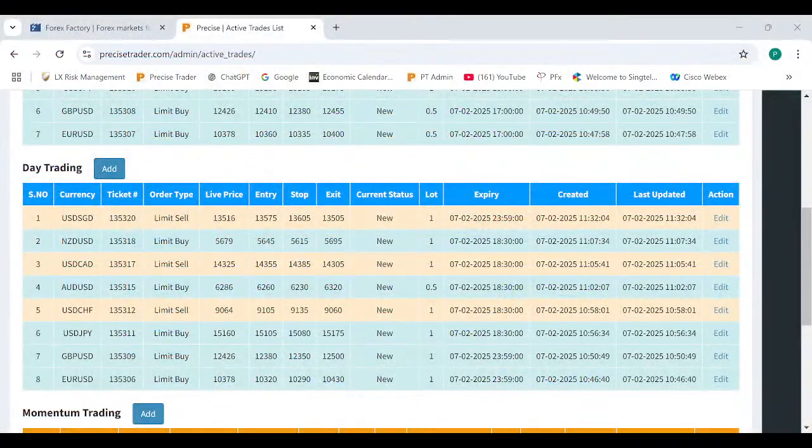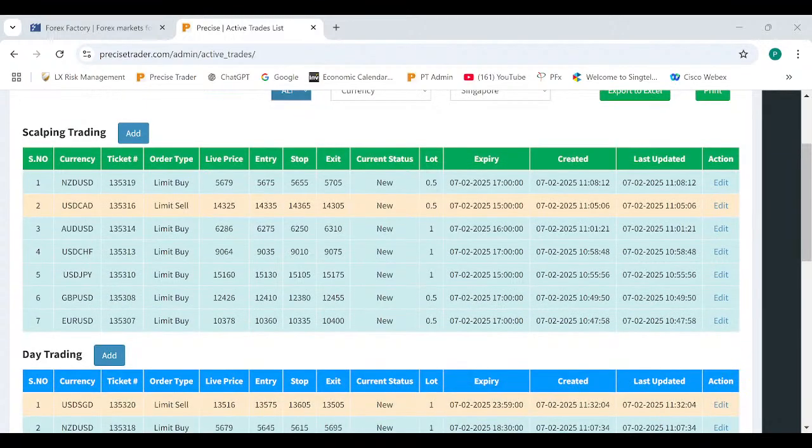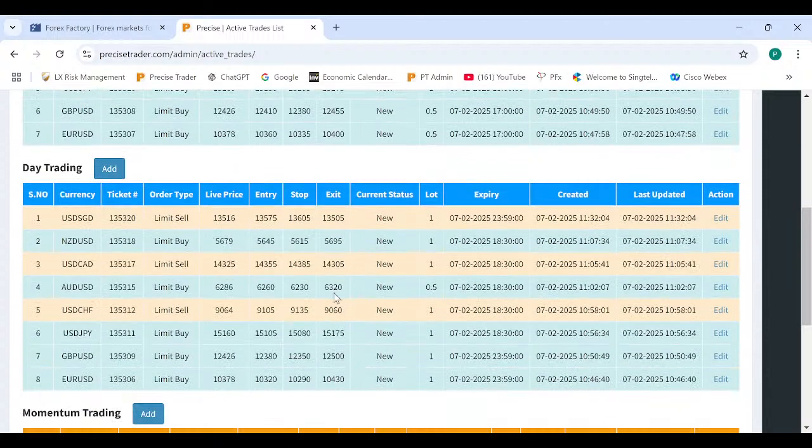So the signals we have generated are: we're trying to buy at 12410, stop at 12380, TP at 12455, and this is a half lot, and this expiry is until 1700 hours. Then we have another buy at 12380, stop 12350, TP 12500, one lot.